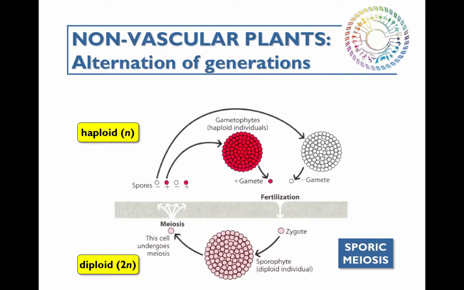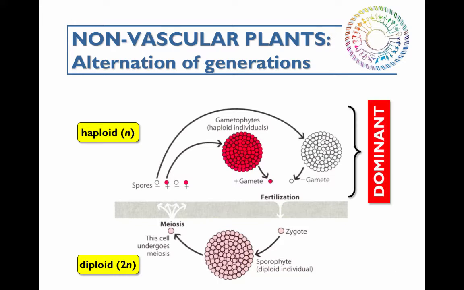And you might remember from the last lecture that it is the haploid phase which is dominant. And by dominant, I mean that the gametophyte is larger and is longer lived. The sporophyte is much smaller, is much more transient, and as we saw in the last lecture, the sporophyte actually remains attached to the gametophyte, and in many cases is pseudoparasitic, is obtaining its nutrition from the gametophyte.